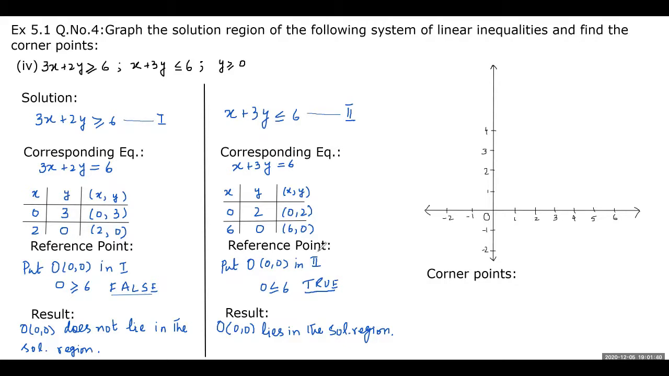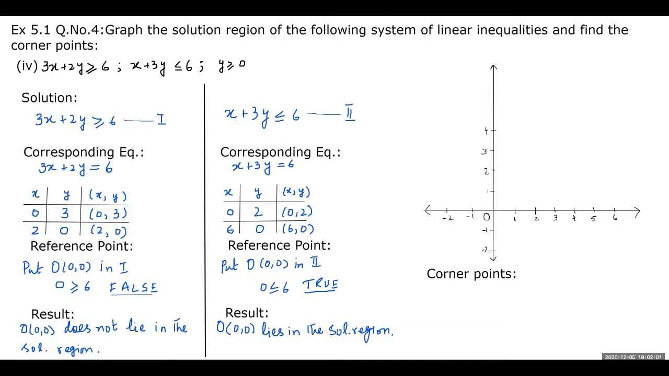Then we get to the reference point. Put origin (0, 0) in 2. x = 0, y = 0. Result, 0 ≤ 6, which is a true statement. Hence, origin (0, 0) lies in the solution region. Now we get to draw these lines.